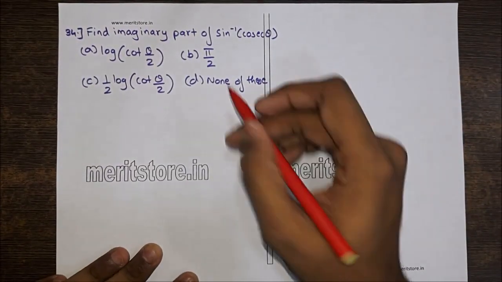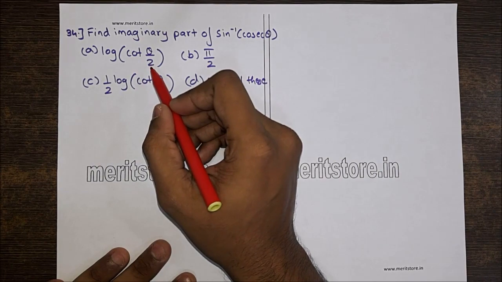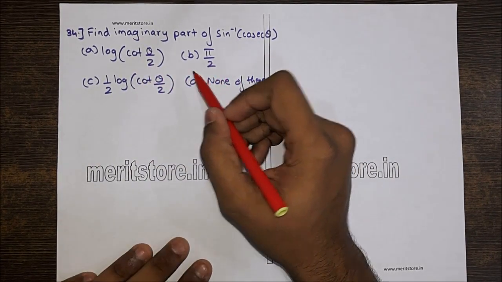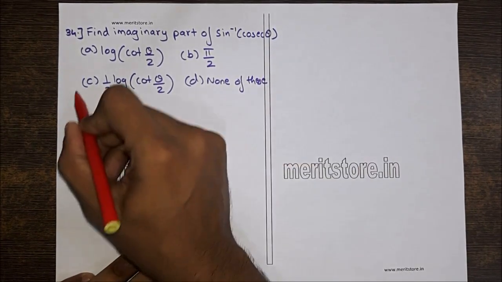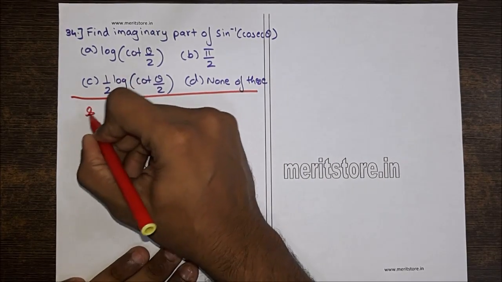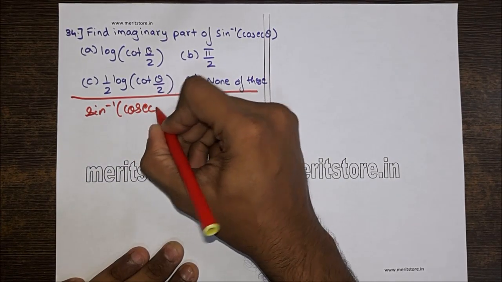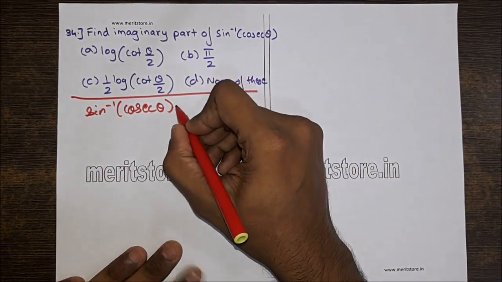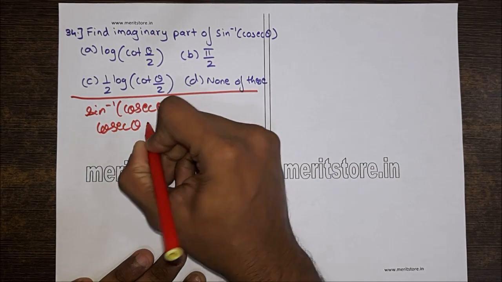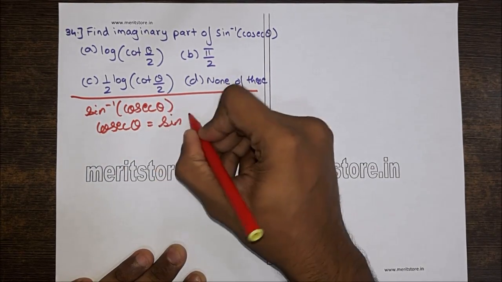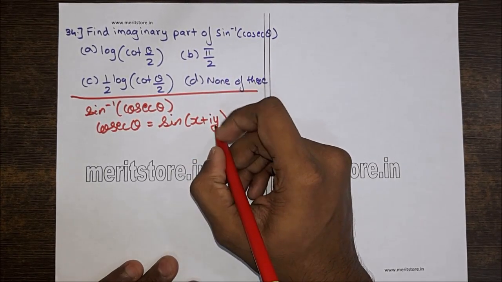Find imaginary part of sine inverse of cosec theta. Options are: option A, log cot theta by 2; option B, pi by 2; option C, 1 by 2 log of cot theta by 2; and option D, none of these. Since we have sine inverse of cosec theta, we would solve it as cosec theta is equal to sine of x plus iy, where x is the real part and y is the imaginary part.